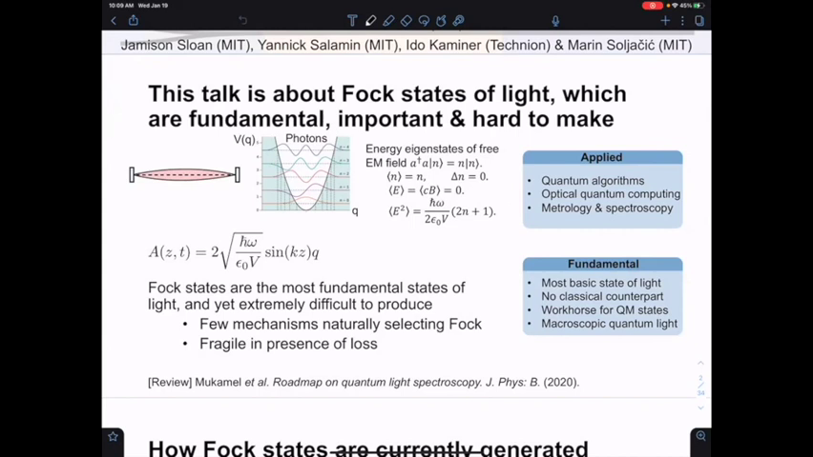Now, the fact that these are the energy eigenstates of the field, and thus the most fundamental from the quantum mechanical perspective, already is enough to want to be able to produce them for arbitrary values of n. Yet they also are really exciting from an application perspective as well.